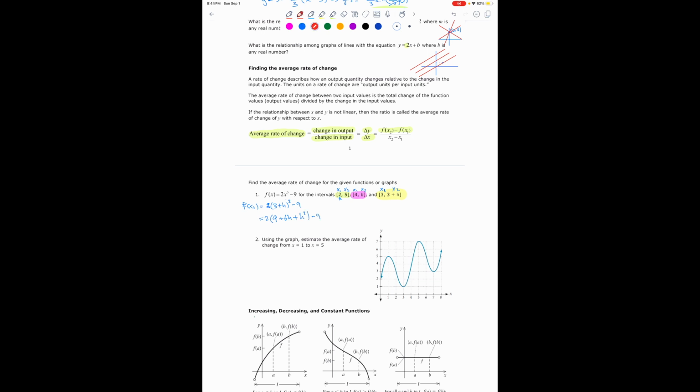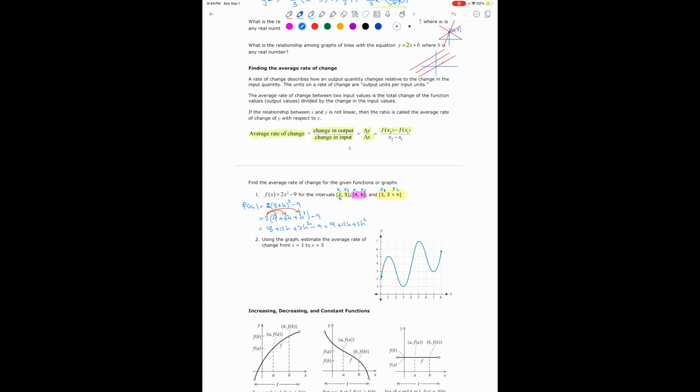And then I'm going to distribute the 2 inside. You will have 18 plus 12h plus 2h squared, minus 9. And now all we need to do is combine 18 and negative 9. So we will have 18 minus 9 is 9, plus 12h plus 2h squared. I'm going to leave it like that.